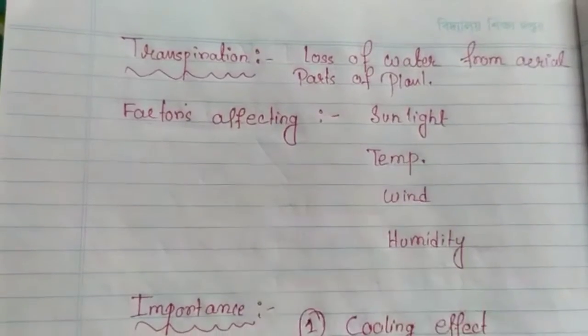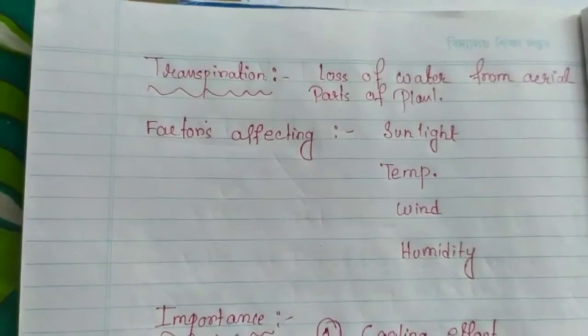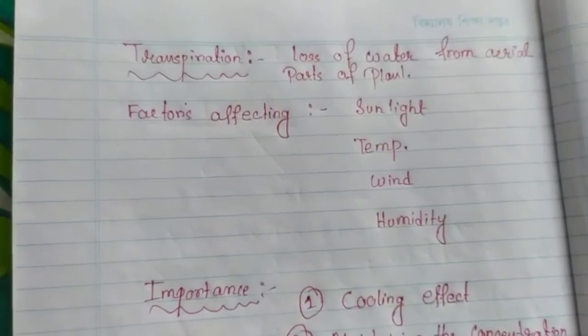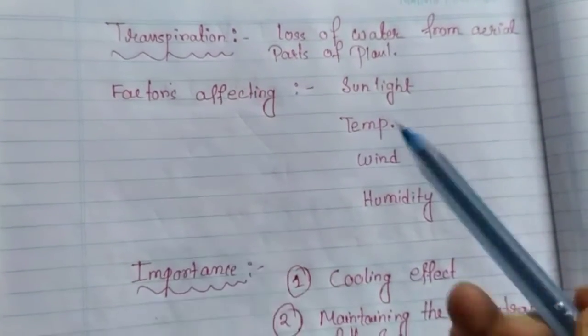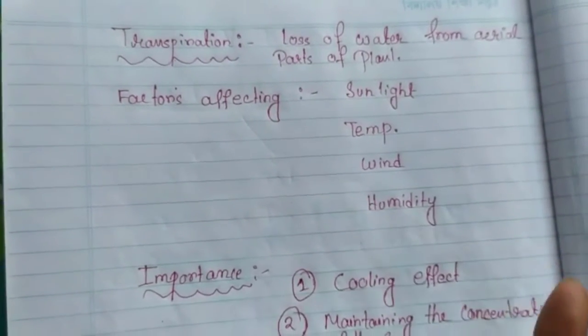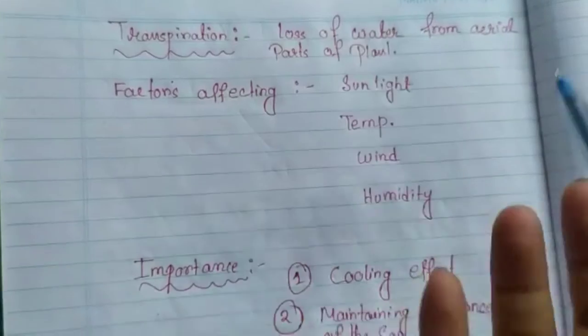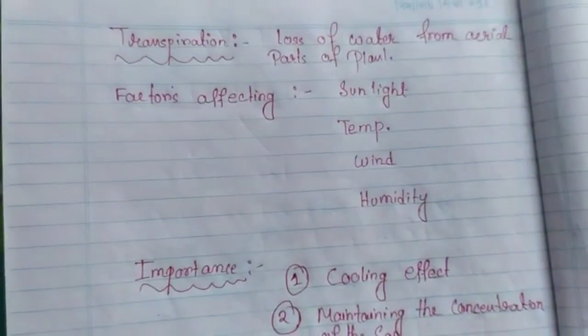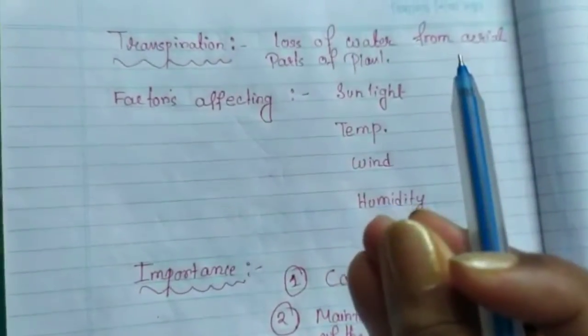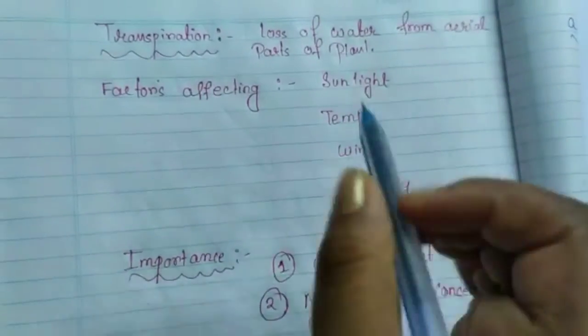How does sunlight affect transpiration? During the daytime, the rate of transpiration is faster. This is because the stomata remain open to allow the inward diffusion of carbon dioxide for photosynthesis. But in the dark, the stomata are closed and hence transpiration hardly occurs at night.